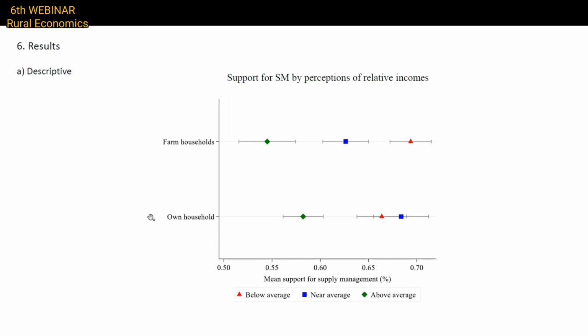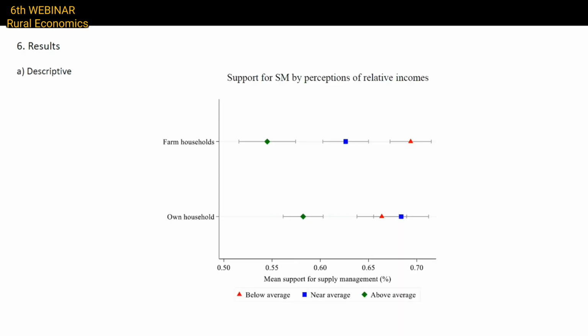Okay, and then this is another graph that shows predicted support for supply management. Individuals that think farm household income is above average, support's a little bit lower, about 55% on average. Respondents who think farm households are poor, which on average is not the case, although certainly there are some, are more supportive of the policy, right? So there's this interesting thing that individuals who are more supportive of the policy typically think farmers are less well off, which suggests to us that they view supply management as a redistributional policy to low-income farmers, which kind of makes sense if that's what you believe.